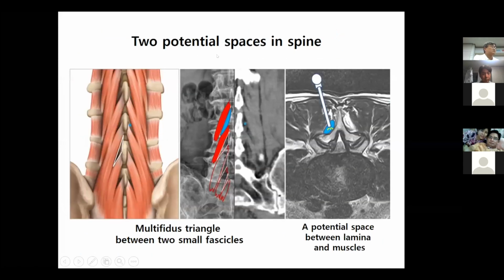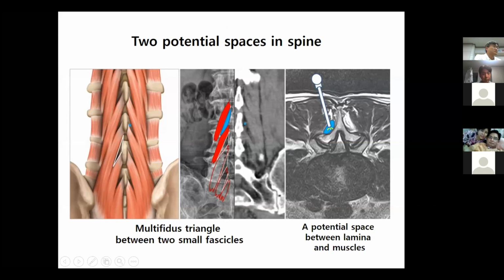Of these two potential spaces, this one here, multifidus, is the assembly of small muscles. This one is a small muscle fascicle. This small slit, this triangle, we call the multifidus triangle. This one is a coronal CT scan. You can see the star shape here. This one is the potential space between the lamina and muscle.